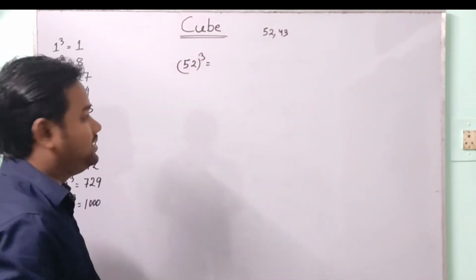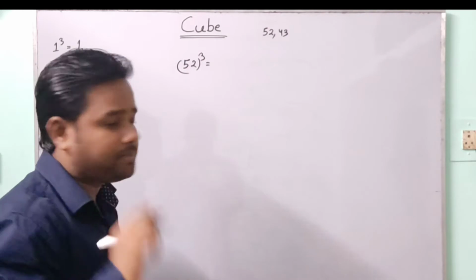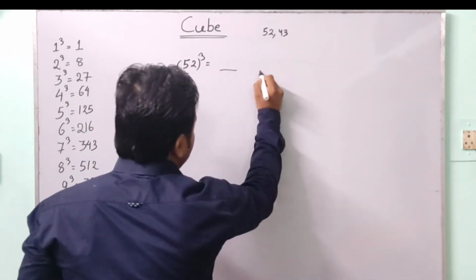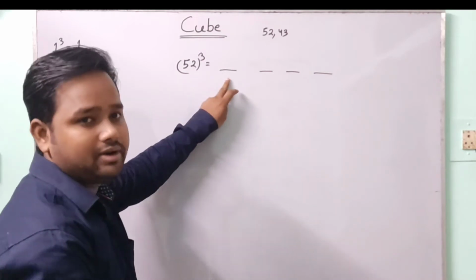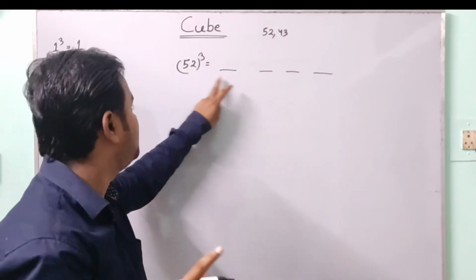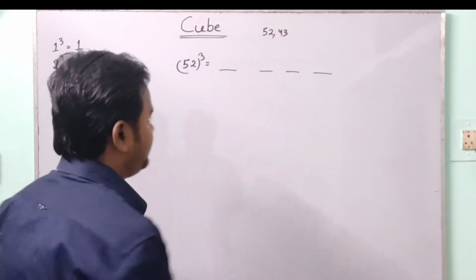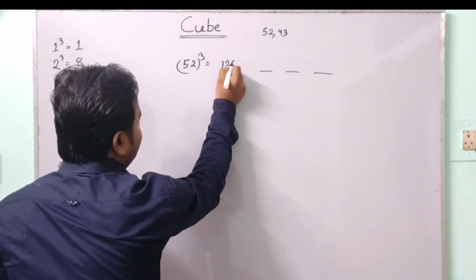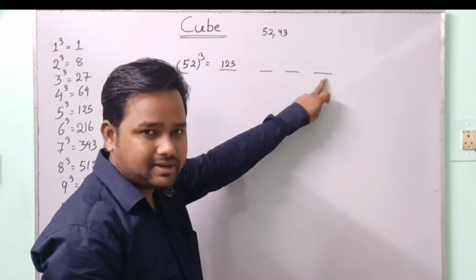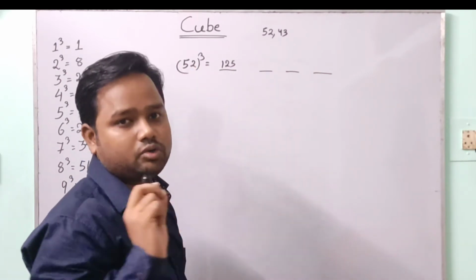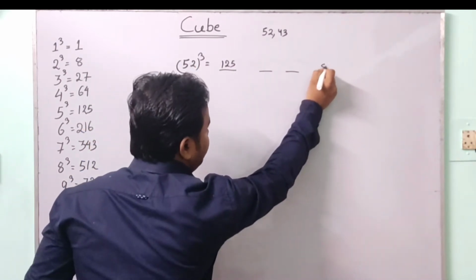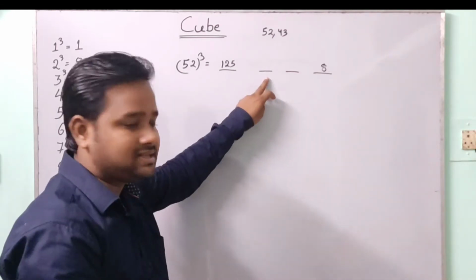Same process we will repeat. It consists of 4 places: place 1, place 2, place 3 and place 4. In the first place I will write the cube of the first number, which is 5 cubed, 125. The last place is the cube of the last number. The cube of 2 is equal to 8. It is 8.